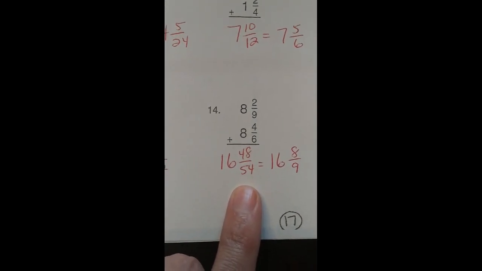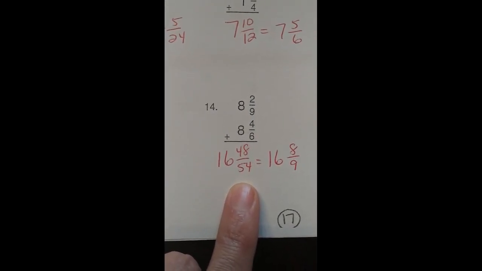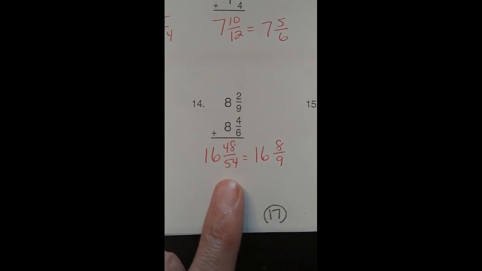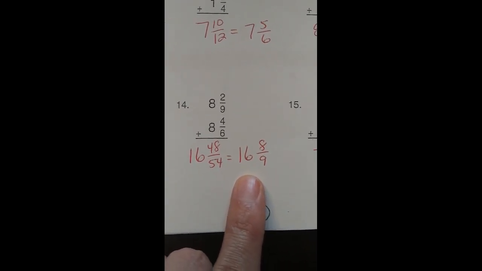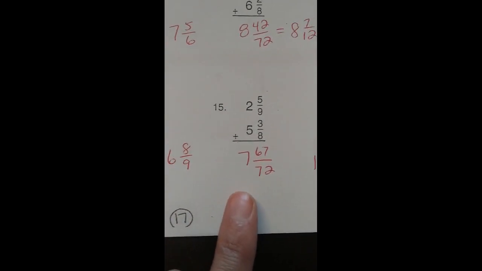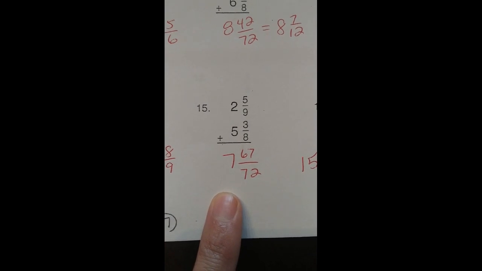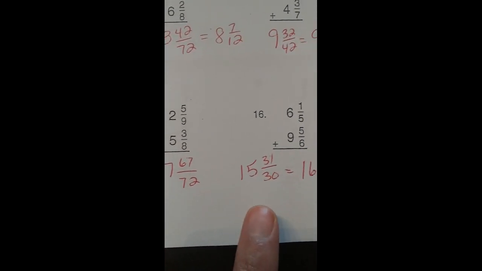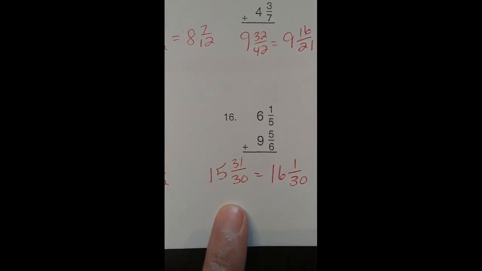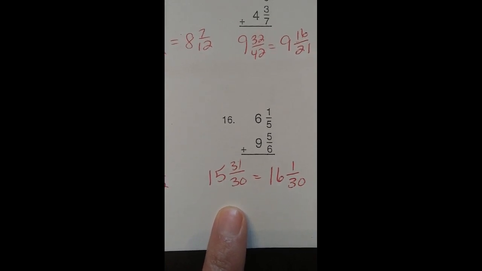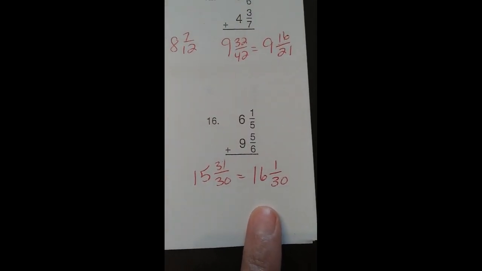Question 14 was 16 and 48 over 54, and you would have simplified that to 16 and 8 ninths. Question number 15, the answer was 7 and 67 over 72. The answer to number 16 was 15 and 31 over 30. You would have simplified it to 16 and 1/30.